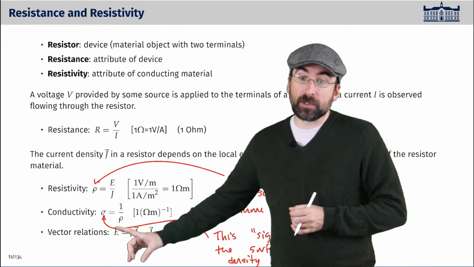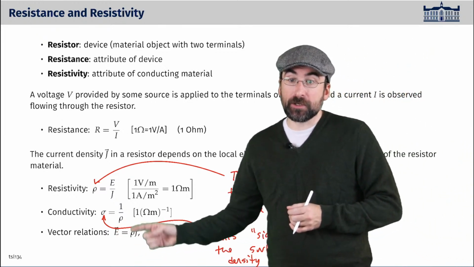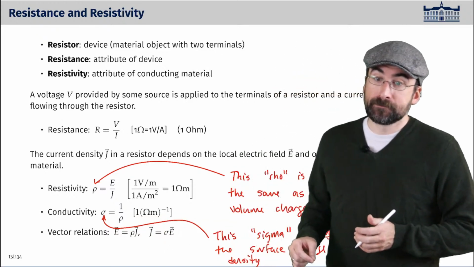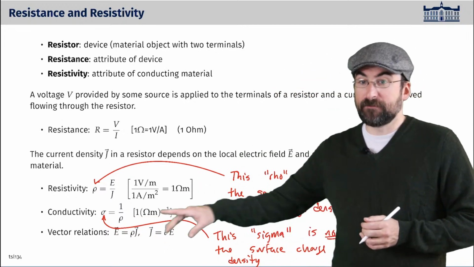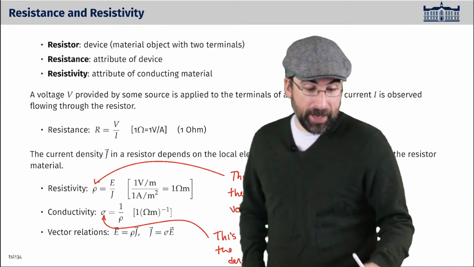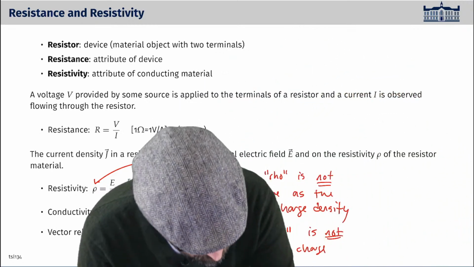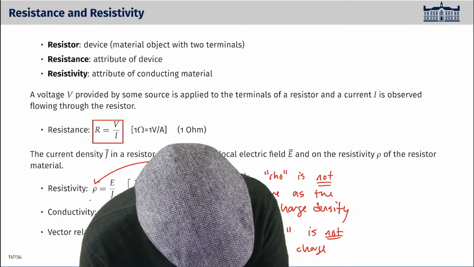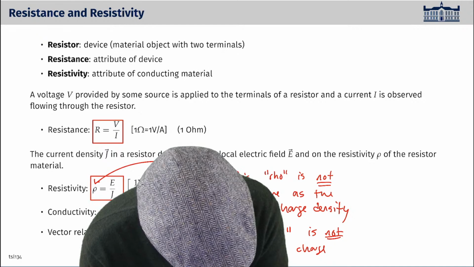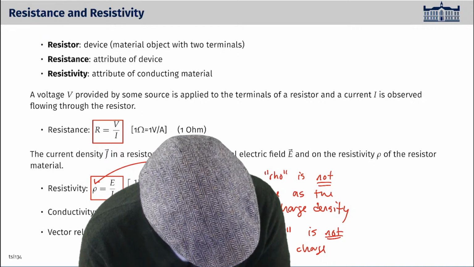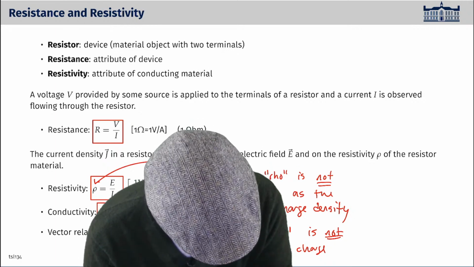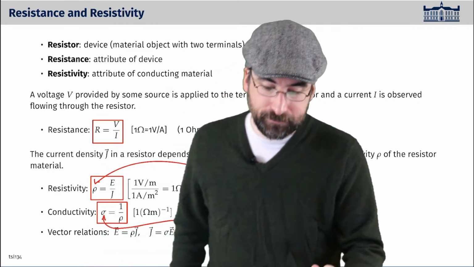And finally, we can relate the vectors to each other, meaning the electric field vector and the current density vector, via these relationships here, but those are not as important as the rest. So I just want to box real quick these equations because they are all relevant to our purposes in this course. Okay.